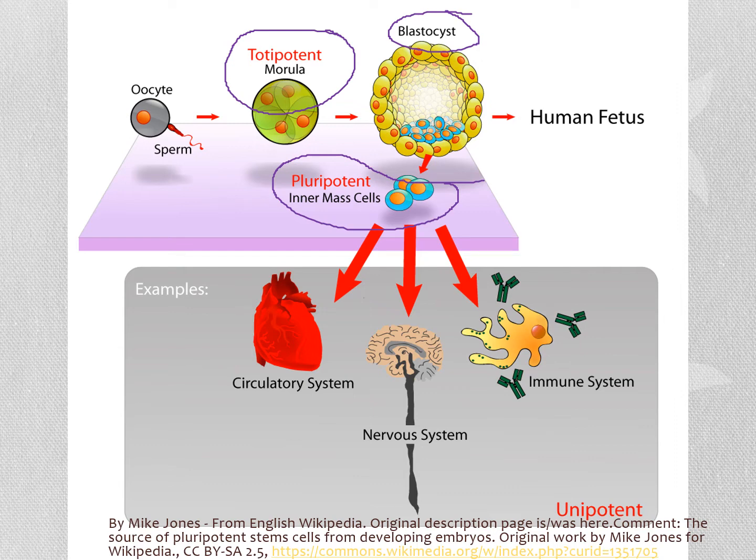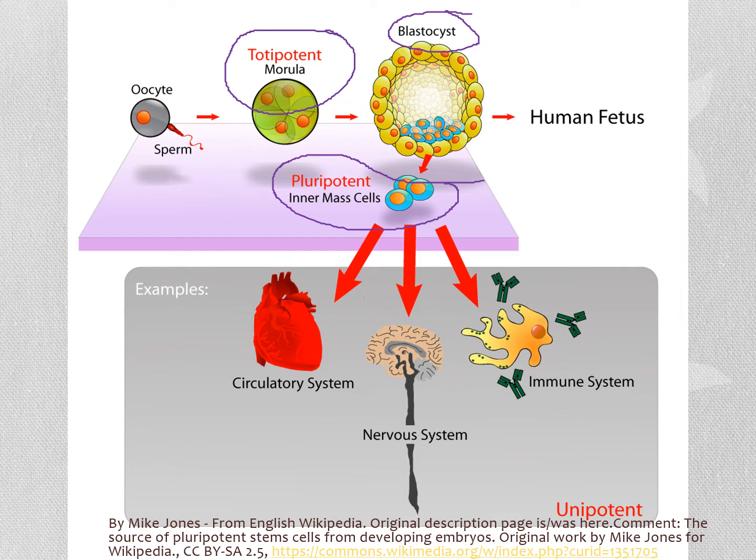Some of those cells are going to go on to become heart cells, some are going to go on to be brain cells, some are going to go on to be immune system cells, some are going to be muscle cells, right? All the different cell types that you have in your body are going to form from cells that originally, ancestrally, were those inner cell mass.